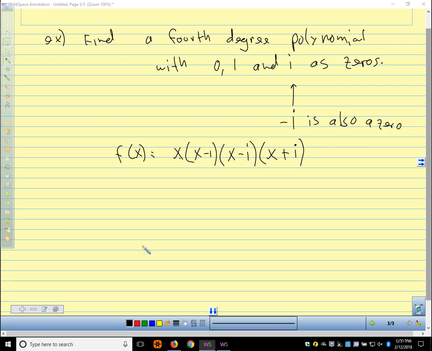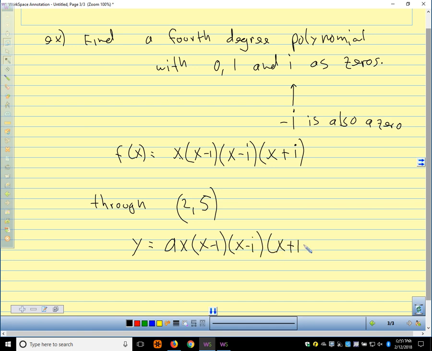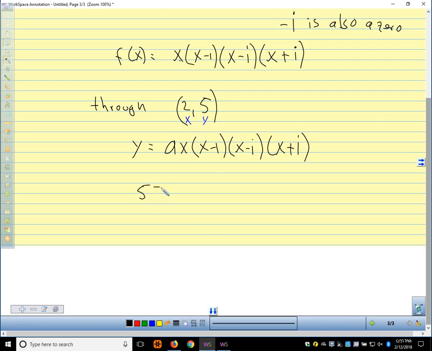What if I added to this problem that we wanted it to go through the point 2, 5? We're going to plug that in, but what we're going to say is y equals, we could have a leading coefficient, a, x, x minus 1, x minus i, and x plus i. This gives me an x and a y. So what I'm going to do is plug this in. 5 equals a times 2 times 2 minus 1 times 2 minus i times 2 plus i, and I'm going to solve for a.